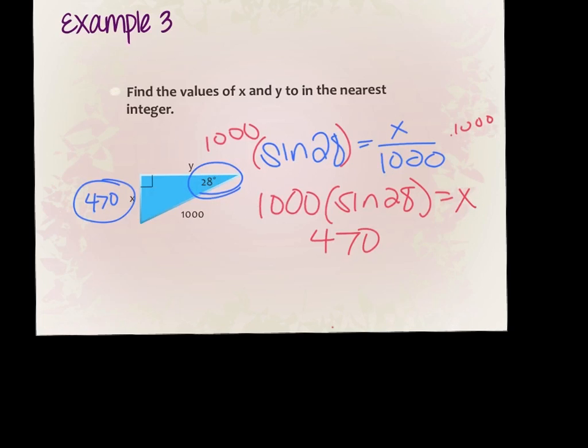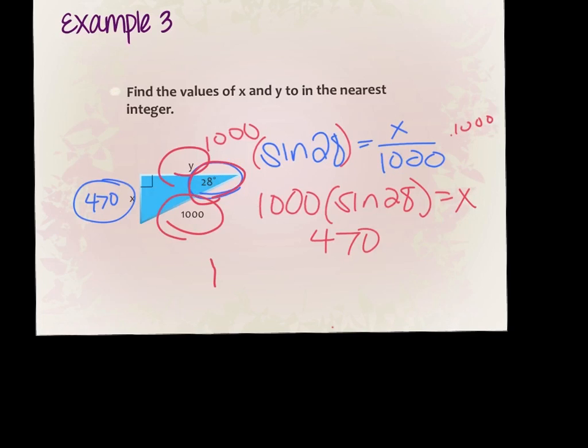What happens when you have 2 sides of a right triangle? I could do the Pythagorean theorem, right? Same catch though. If 470 is wrong now, that's wrong too. So now let's say I wanted to start with y. I'm still going to use 28, but this time I'm using y and 1,000.